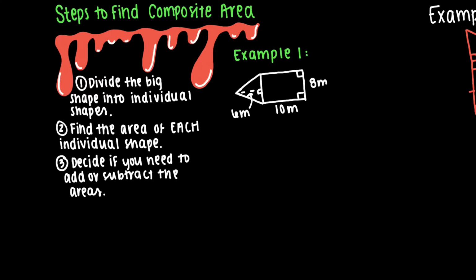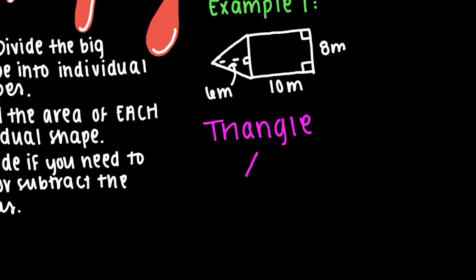I'm going to go through all the steps with you so you can see what I mean. So step 1, divide the shape into individual shapes. This is already divided. I do have this triangle and the rectangle. Step 2 is to now find the area of each individual shape. So I'm going to go ahead and label them. I'm going to put triangle, and then my second shape is a rectangle. So I'm going to go ahead and redraw that triangle just so you can see. You don't have to do this, but if this does help you, please do it.